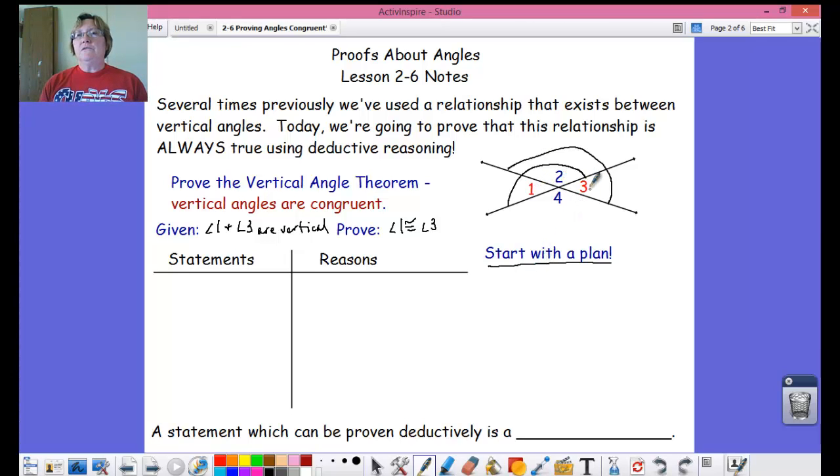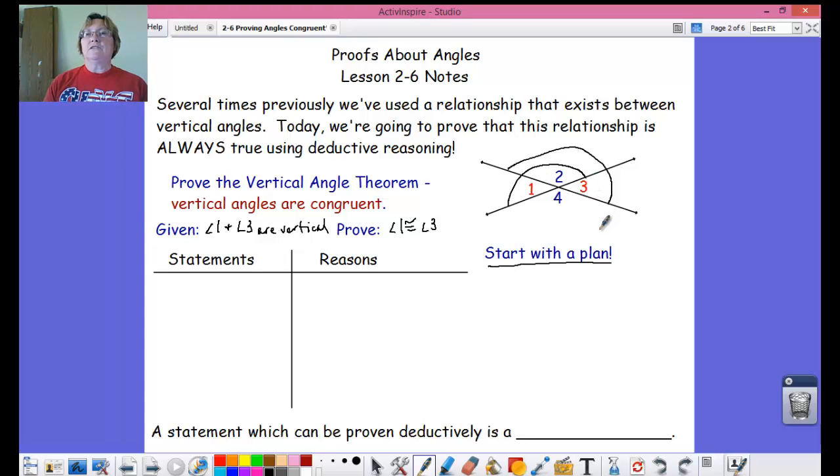We should be able to use subtraction to show that angles 1 and 3 are congruent, since we know that if we take away angle 2 from the linear pair here, that leaves angle 1. If we take away that same angle 2 here from the linear pair, that leaves angle 3. They must be equal to each other.